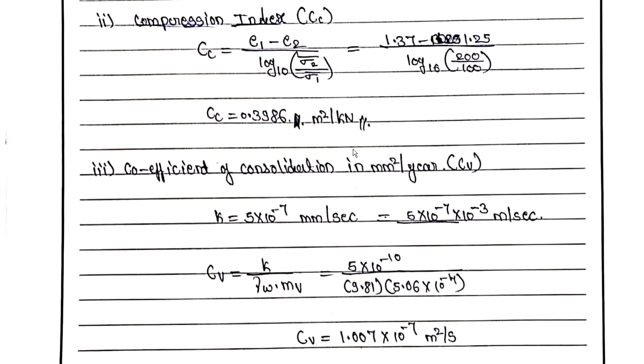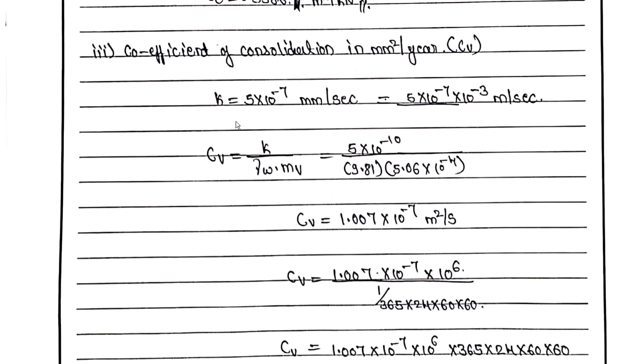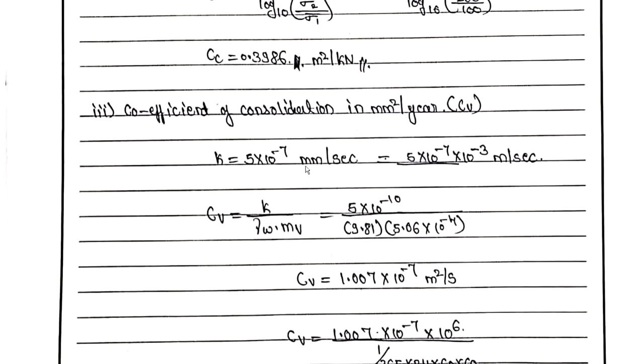Next, coefficient of consolidation in mm square per year. This is the quantity which we need to find out. You can see over here K, I am going to convert it to meter per second. Later I can convert it to mm. So mm to meter is into 10 to the power minus 3, so total will be 5 into 10 to the power minus 10 meter per second. So K I have converted.